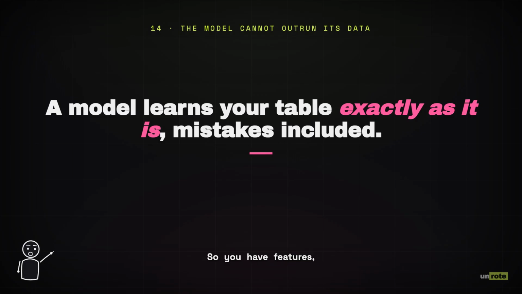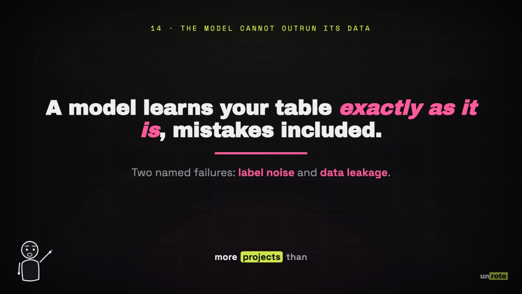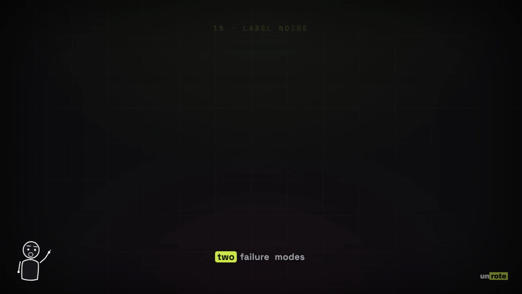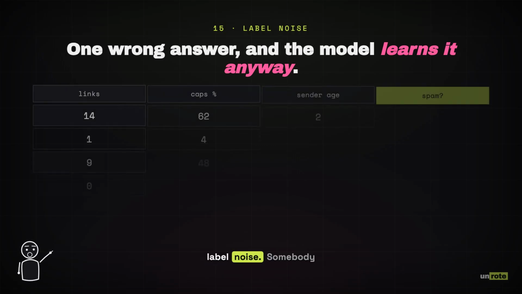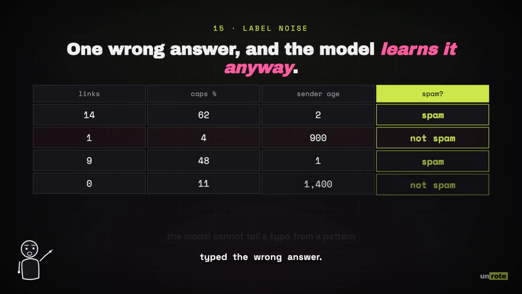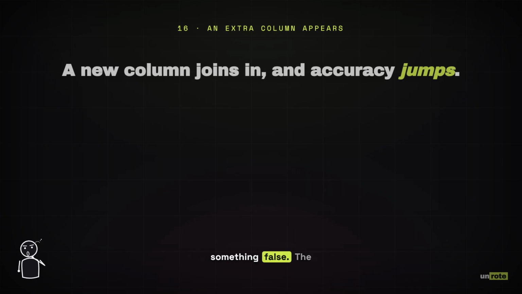So you have features, labels, and a table, which brings us to the part that ruins more projects than any algorithm choice ever will. A model does not get to be smarter than its training data. 2 failure modes are worth knowing by name. The first is label noise. Somebody typed the wrong answer. This email was ordinary, but a tired human marked it spam. The model cannot tell that row is wrong, so it bends itself to fit the mistake. A few are survivable. A pattern of them teaches something false.